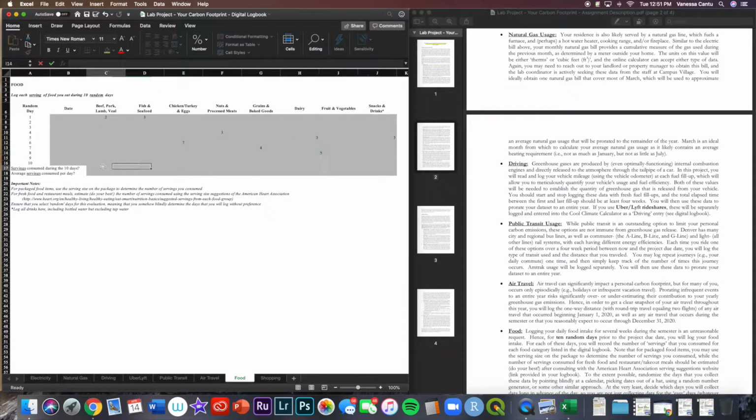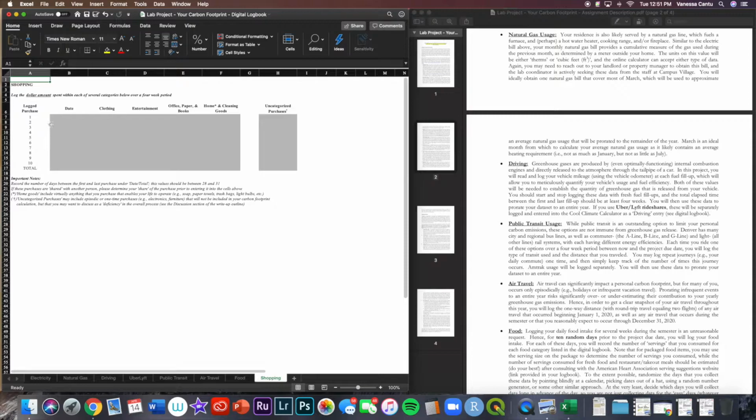So for 10 days, servings consumed during the 10 days, you're going to add up these rows. So this would be 2, this would be 3, this would be 7, so on. And then per day, it would be 2 divided by the 10 days. So that's how many servings you had per day.